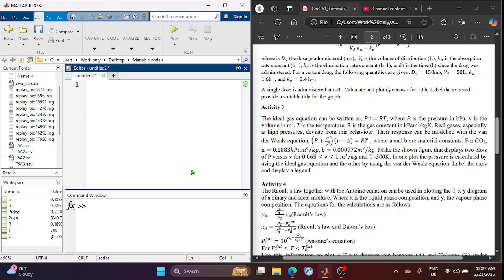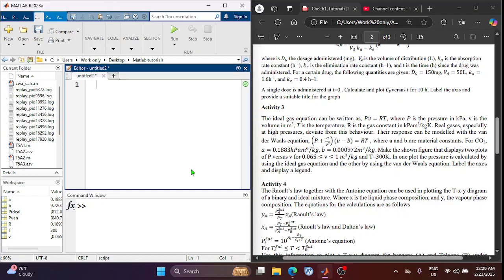Okay, we want to take question 3. Question 3 says that the ideal gas equation can be written as PV is equal to RT, where P is the pressure in kilopascal, V is the volume in meter cube, T is the temperature, R is the gas constant in kilopascal meter cube per kilogram Kelvin. And it says that real gases, especially at high pressures, deviate from this behavior.